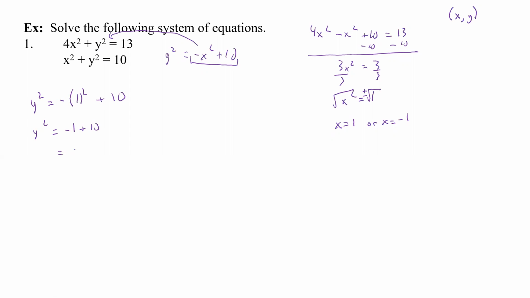10 minus 1 is equal to 9. And so I get y squared is equal to 9. So that gives me the square root of that, plus or minus the square root of that. So y equals plus or minus 3. Okay. Well, what about if I plug in a negative 1?